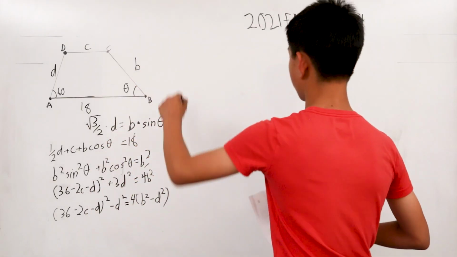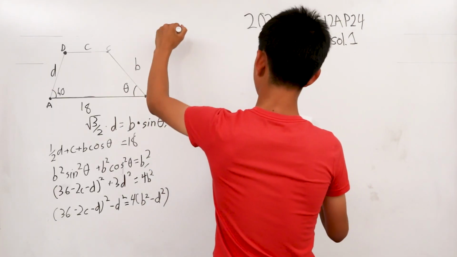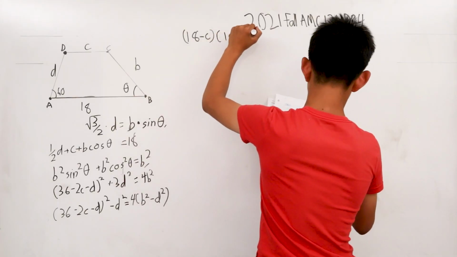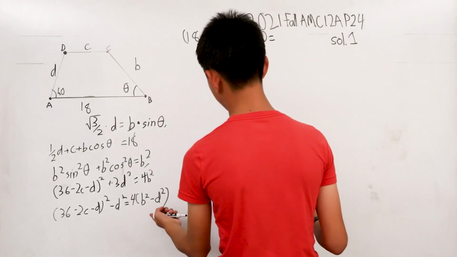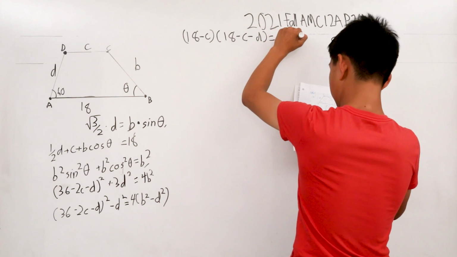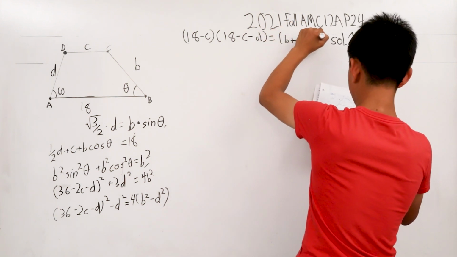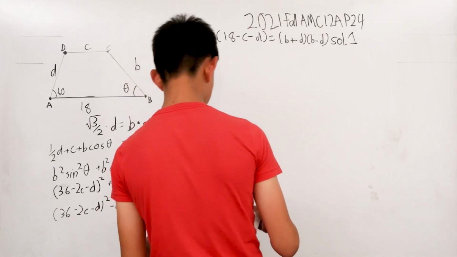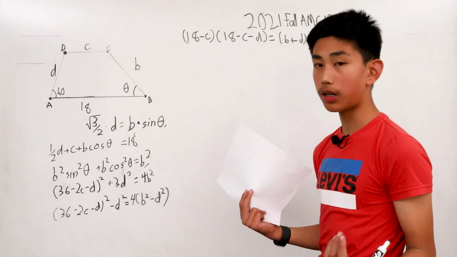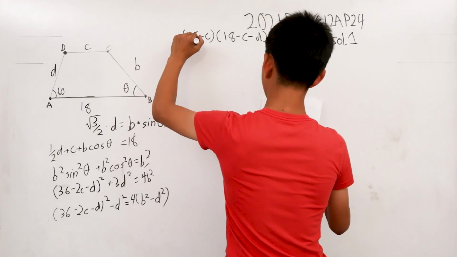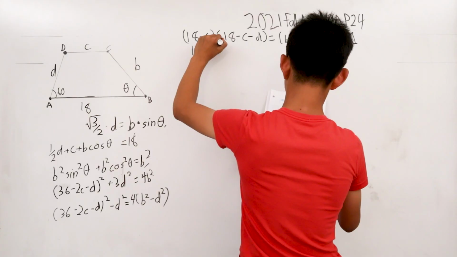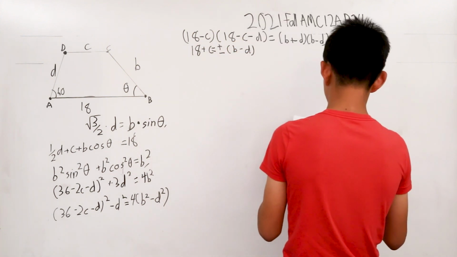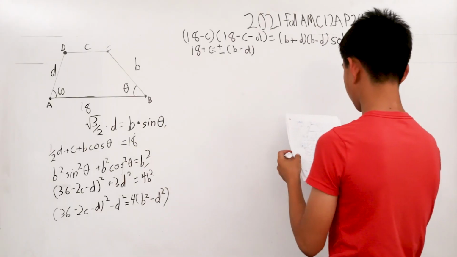This can just turn into 18 minus c times 18 minus c minus d. And this is equal, by difference of squares, to b plus d times b minus d. We divided both sides by 4, as there was clearly a common factor of 4 in this equation. Okay, so for the smallest c value, we know that 18 minus c is equal to the positive or negative value of b minus d. But that's when it's actually not the smallest for c.